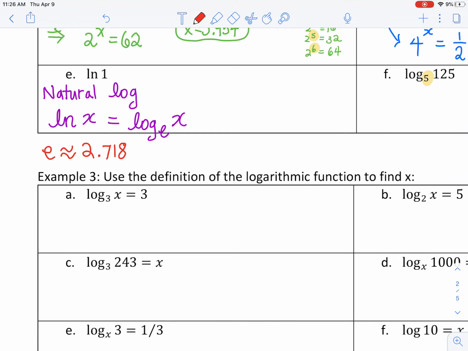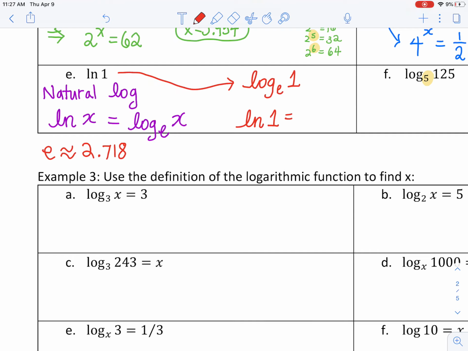But this is a special base. So if we have log base e, we just call it natural log. So what they want is, they want you to find log base e of 1. That's what they're asking you to find. But here's the good news. We all have a natural log button on our calculator. Natural log of 1. Let's type that in.